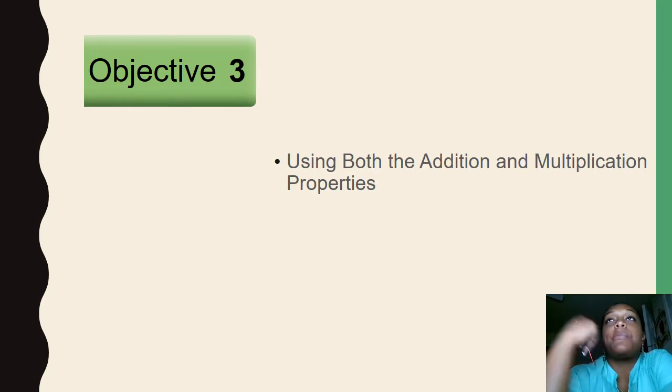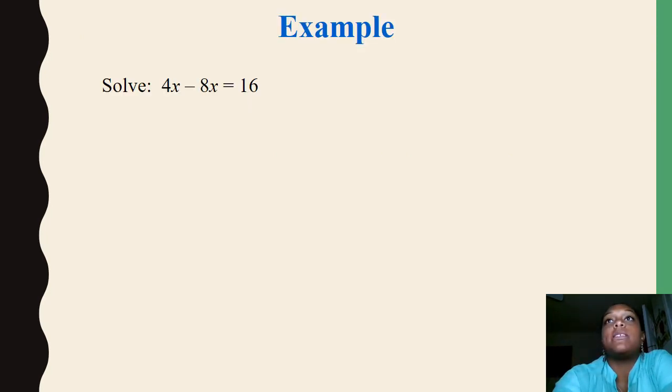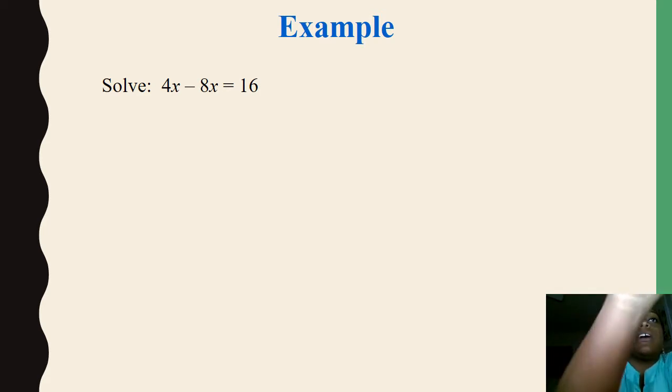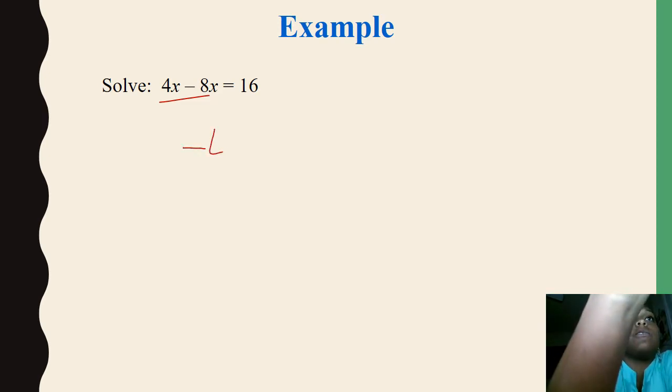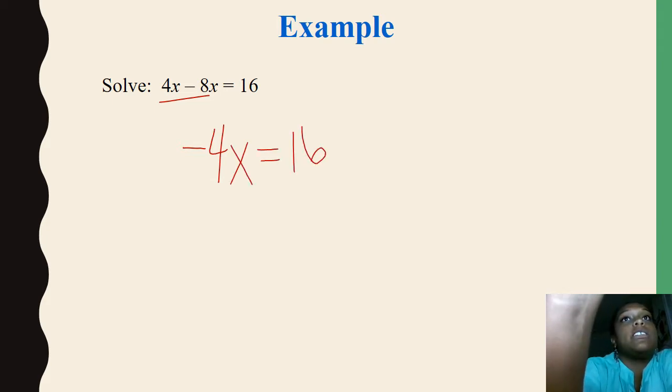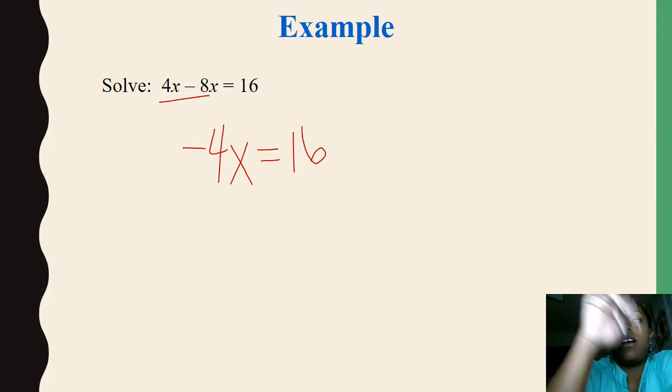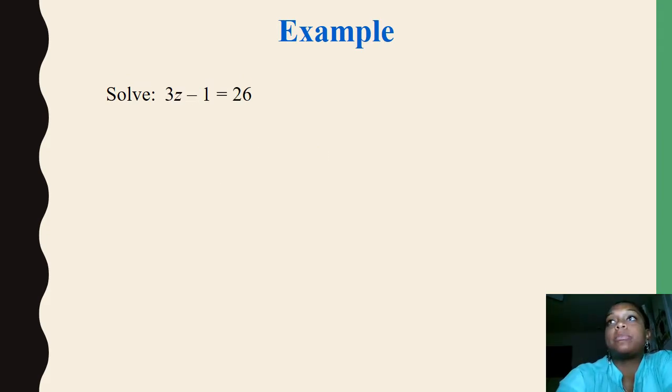So the latter part of your homework assignment is combining your addition and multiplication properties. Here I have 4x minus 8x. I'm going to simplify that, and I get negative 4x. And doesn't it now just look like another problem we've already done? OMG. I'll leave you to think about that.